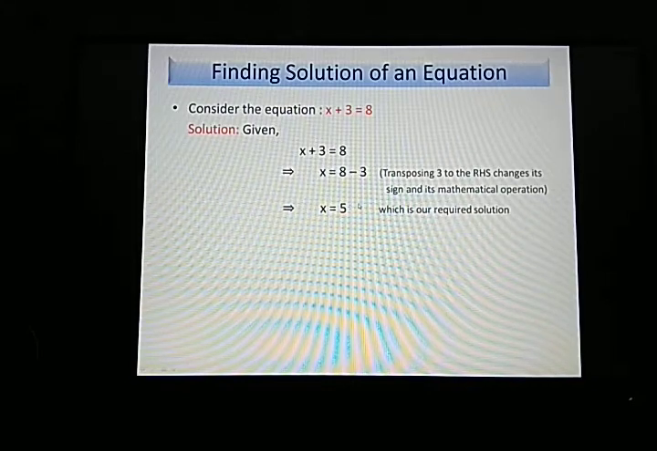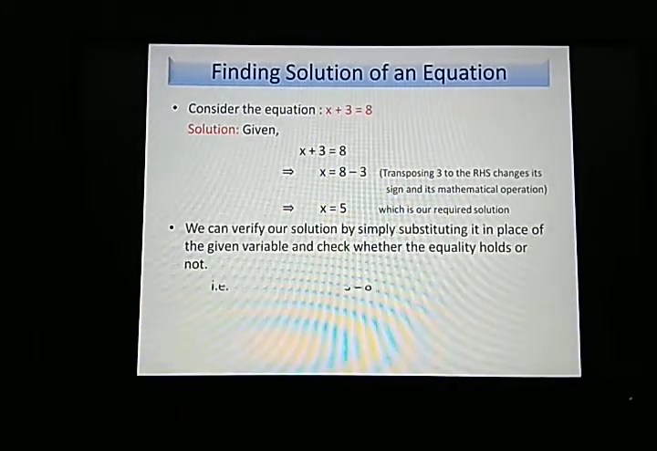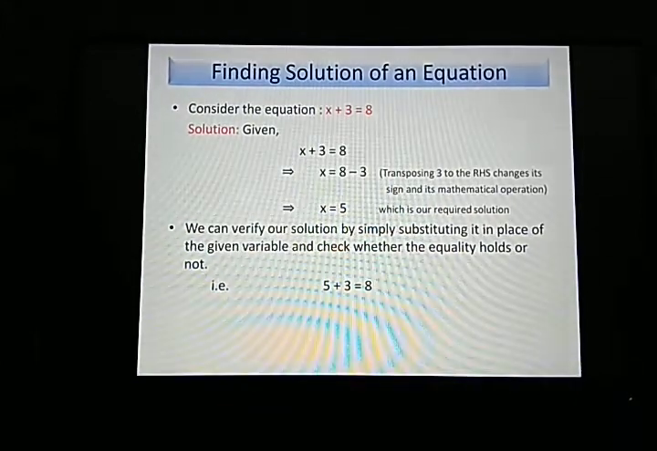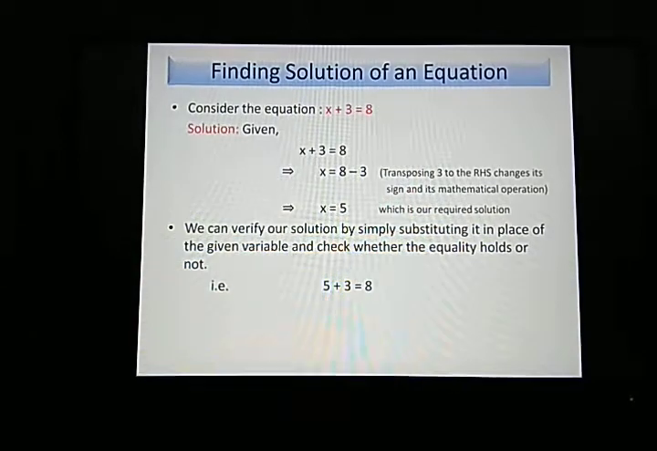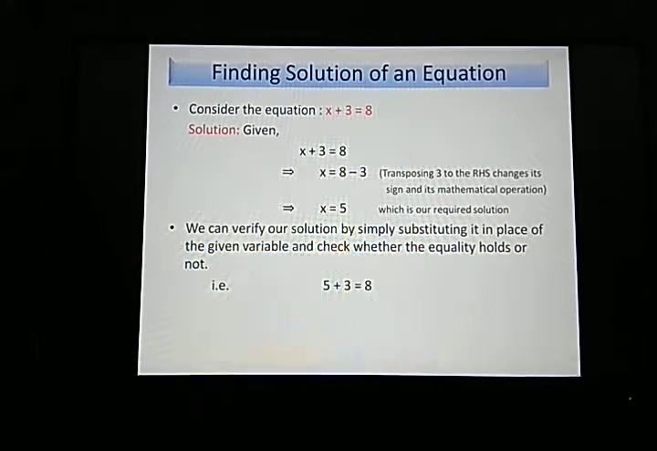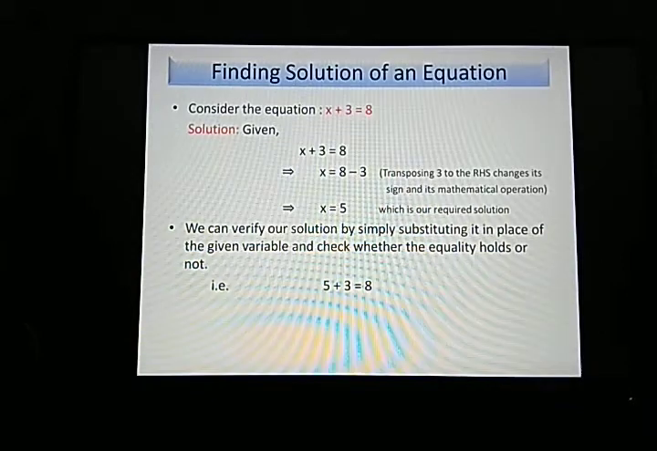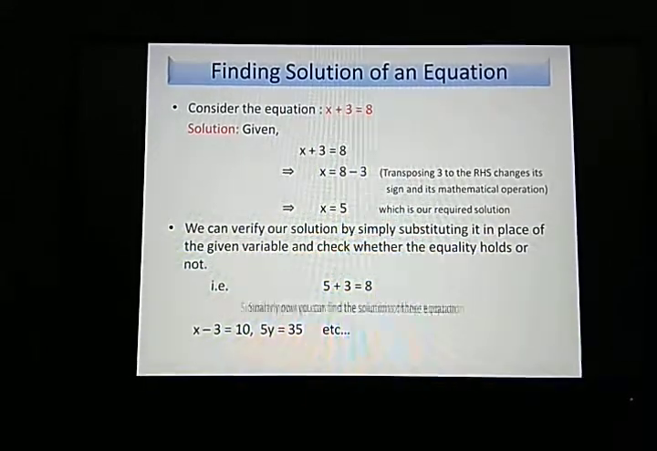And we can verify it. How do we verify it? It's quite simple. If we have to verify it, we just substitute this value of x into the given equation. If we put 5 in place of x, then 5 plus 3 on the left hand side gives us 8, which is equal to the right hand side. So our solution is definitely correct. Clear? Now moving on.